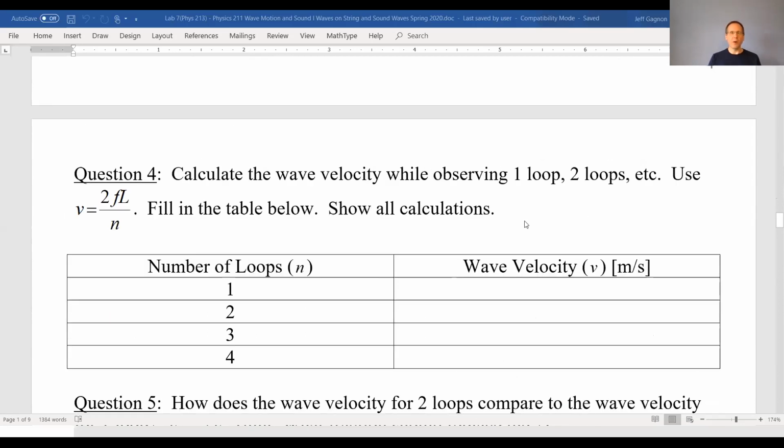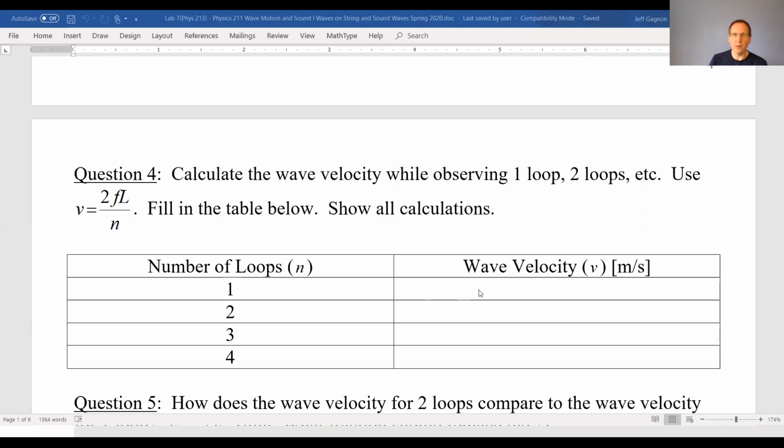Next, question 4. Calculate the wave velocity. Remember, those standing waves consist of an incident wave that's traveling to the right and a reflected wave that's reflected off. They have a particular velocity. So we want to figure out the wave velocity, how fast that wave was traveling on the string. Well, we derived that formula earlier. It was simply f times lambda, but lambda was 2L over n. So if you put that together, you get that the wave velocity is 2fL over n.